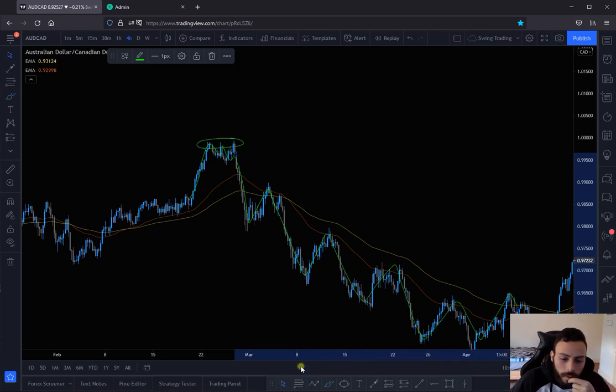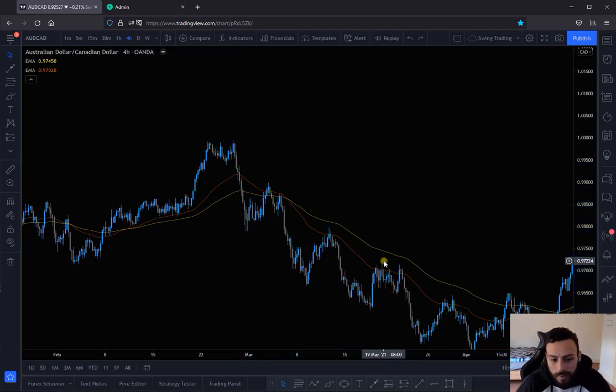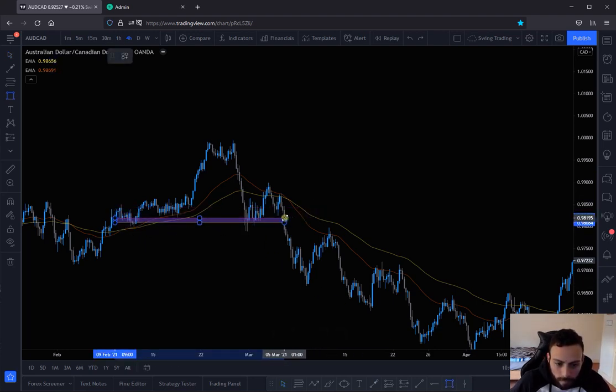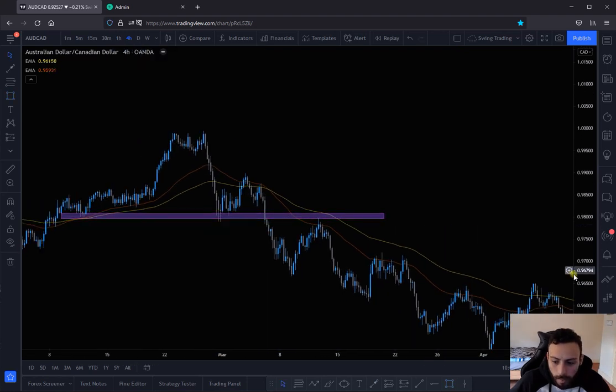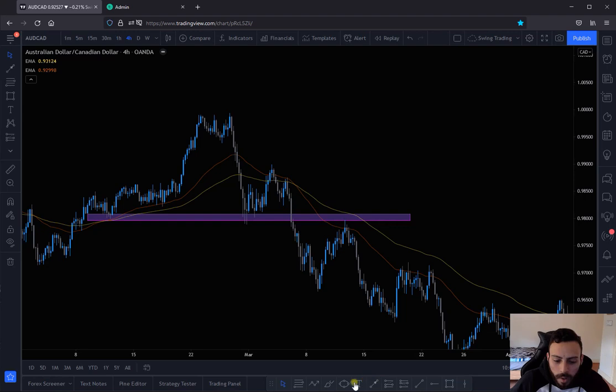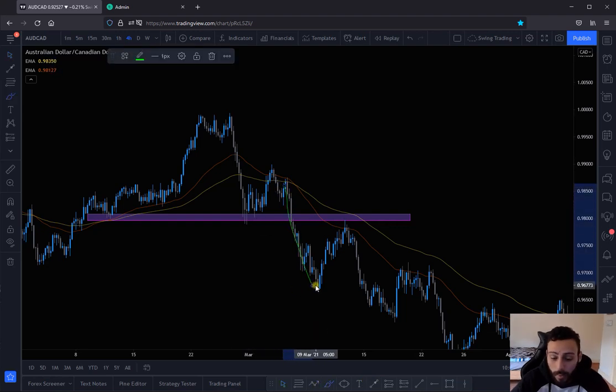Now, how do we take advantage of this trend? How do we trade it? That's the question. When we try to take a trade, what we're looking for is market structure. As you can see, we have a key support level here. If I drag that across, this is a perfect break and retest setup. Price has broken the level for the first time, and this is a 4-hour key level.